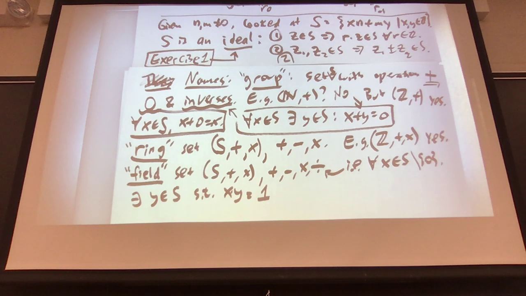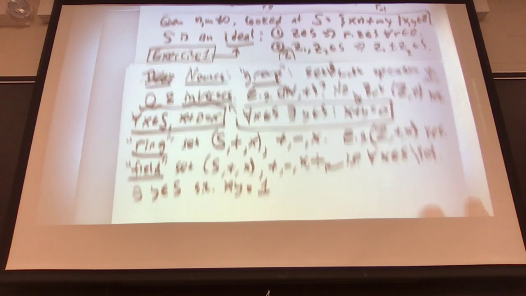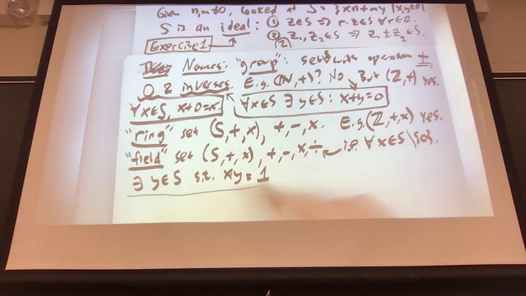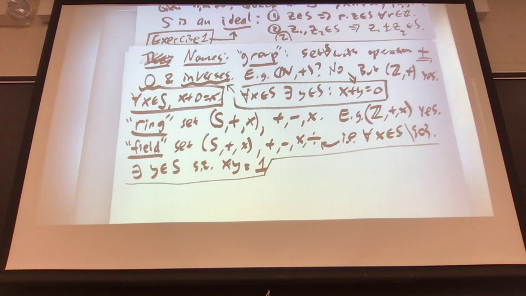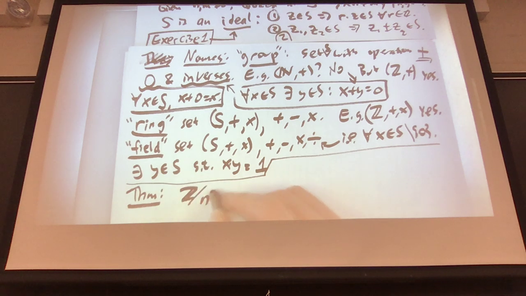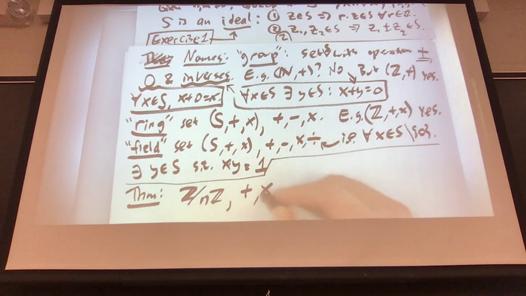I wasn't going to go into this, but actually, since you asked, let's prove a theorem. Fine, let's do it. Theorem. Z mod nZ, those residue classes, Z mod n. What are the residue classes mod n? With usual addition, but of course addition mod n, and usual multiplication, of course mod n. This is a field.